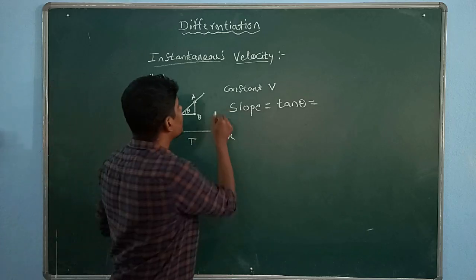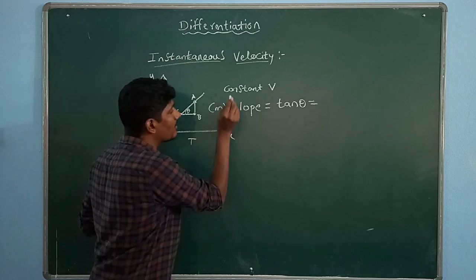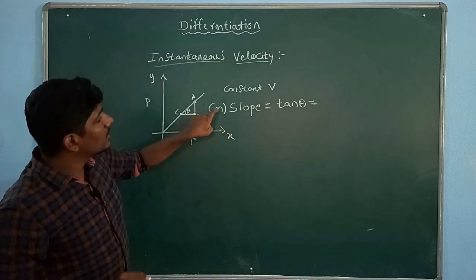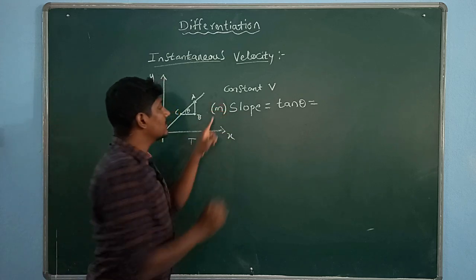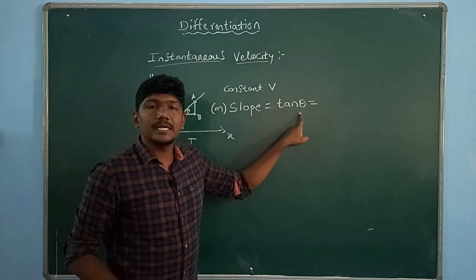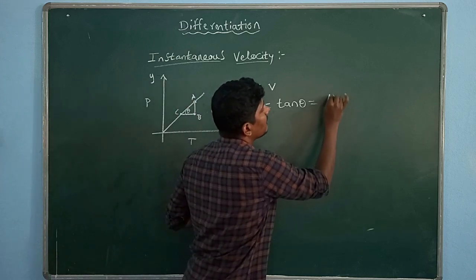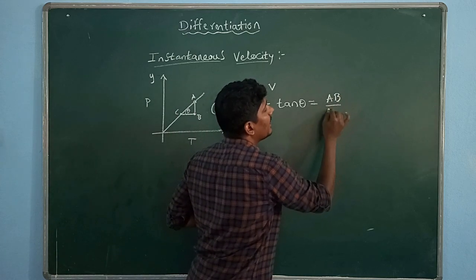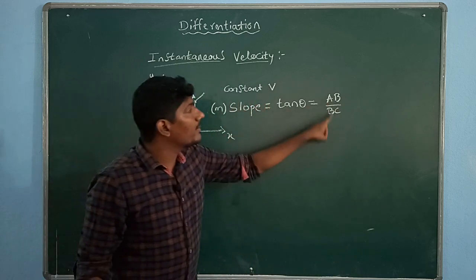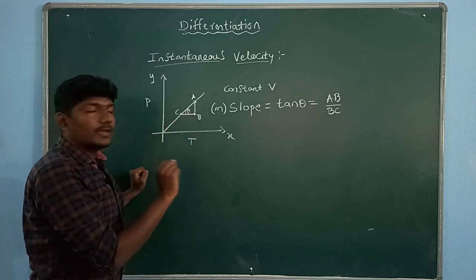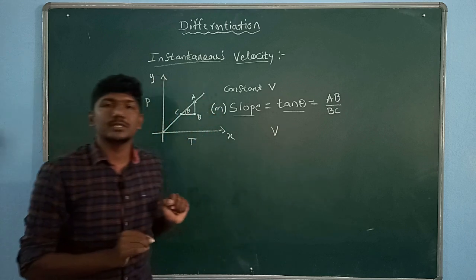And slope is denoted by small letter m. These points you should remember, they are very useful. So m is how we indicate slope. And slope means tan theta also. Tan theta for this particular triangle can be written as opposite side by adjacent side, that is AB by BC. So this slope AB by BC means velocity. If you find out slope or tan theta, that gives velocity.